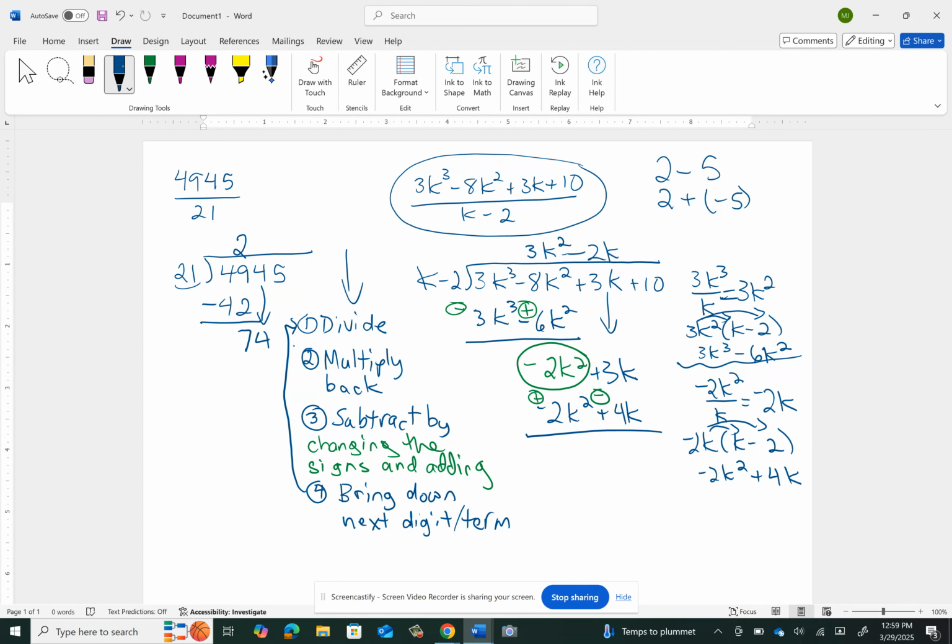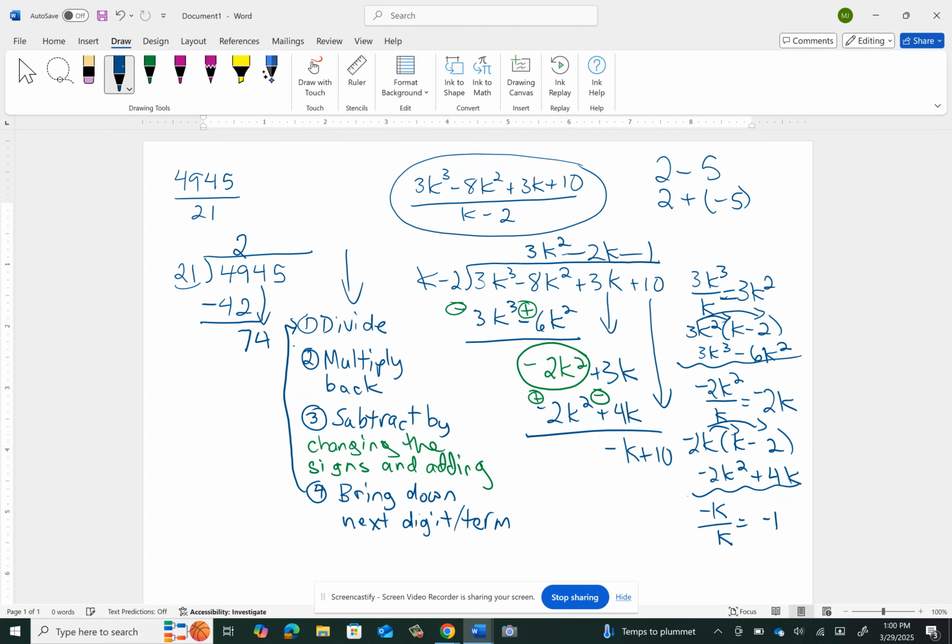All right, so now a negative 2k squared and a positive 2k squared would cancel out, and then a positive 3k and a negative 4k would be negative 1k, or negative k. Okay. Now I'm going to bring down the next term, which is a plus 10. And then I'm ready to go one more round. So I'm going to take the negative k and divide by k. And that's going to give me a negative 1. So that'll be right here.